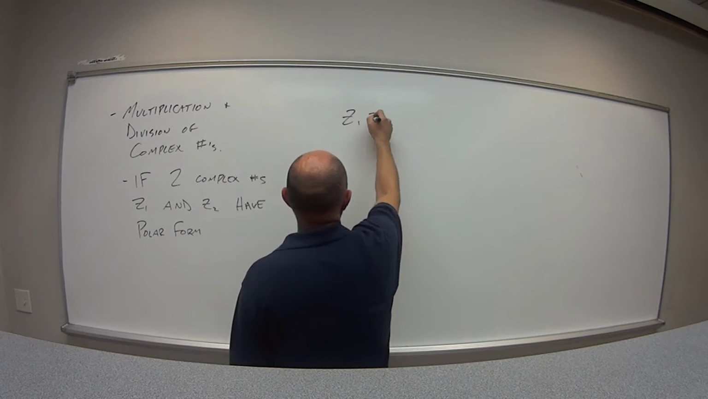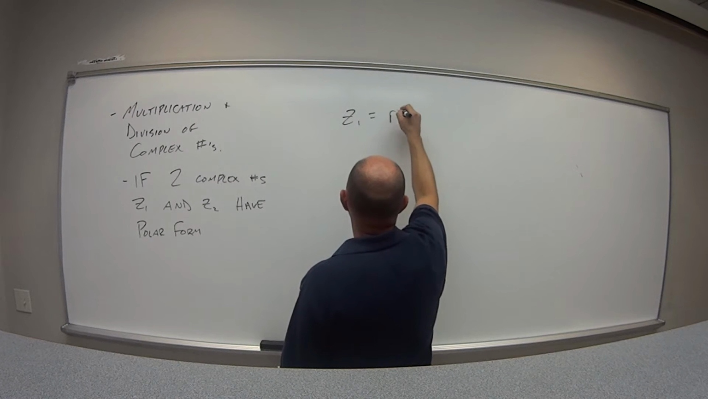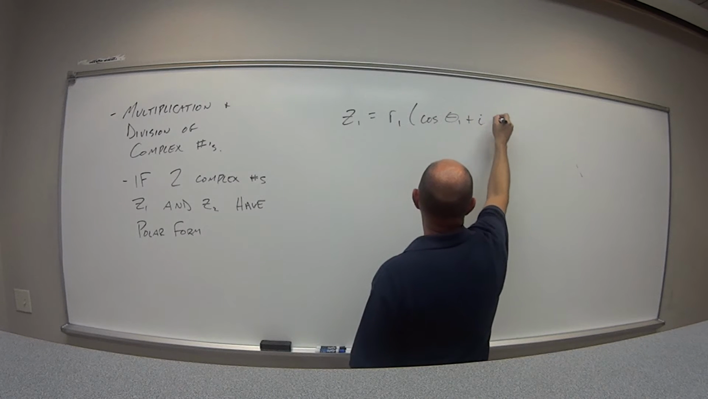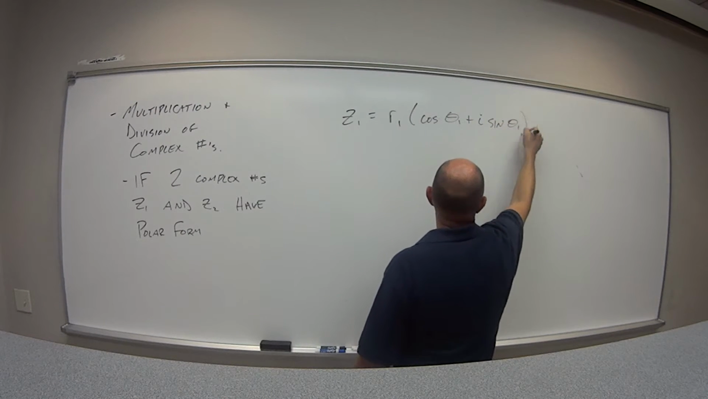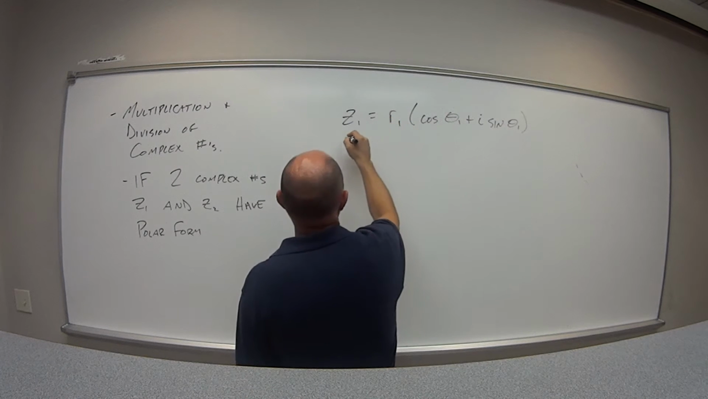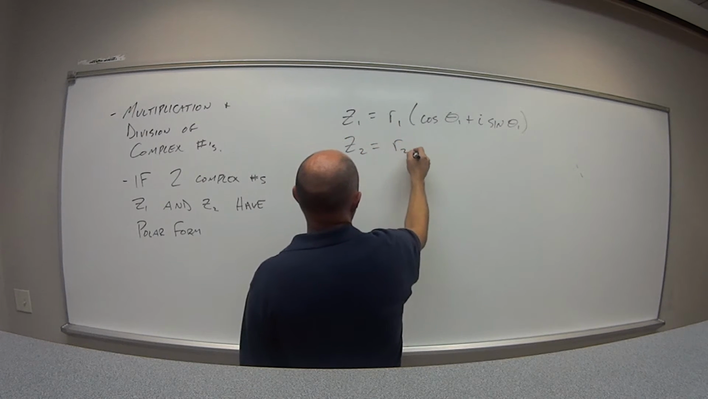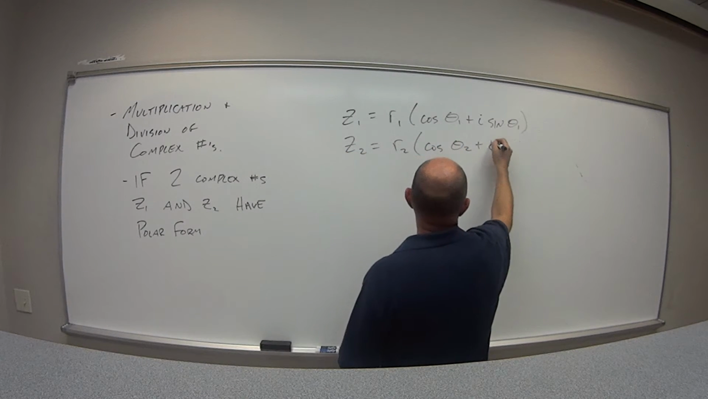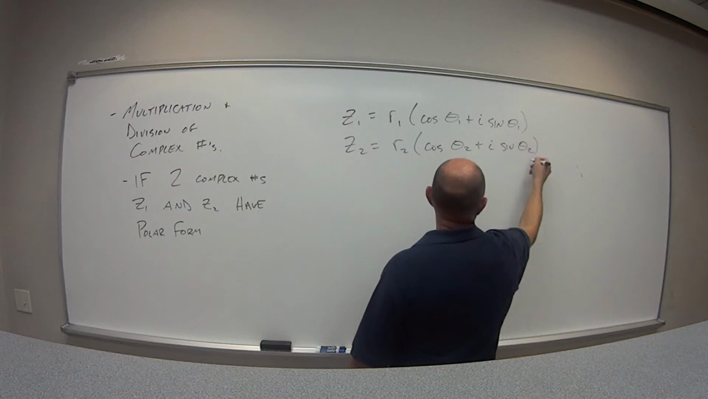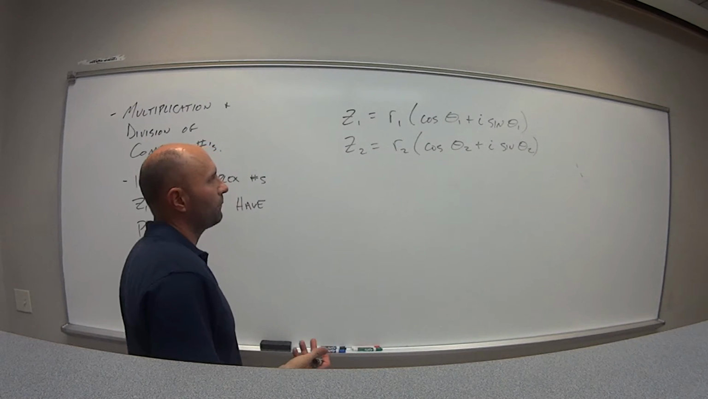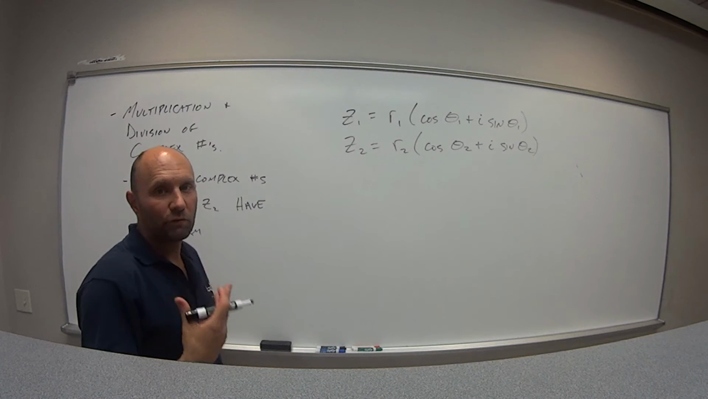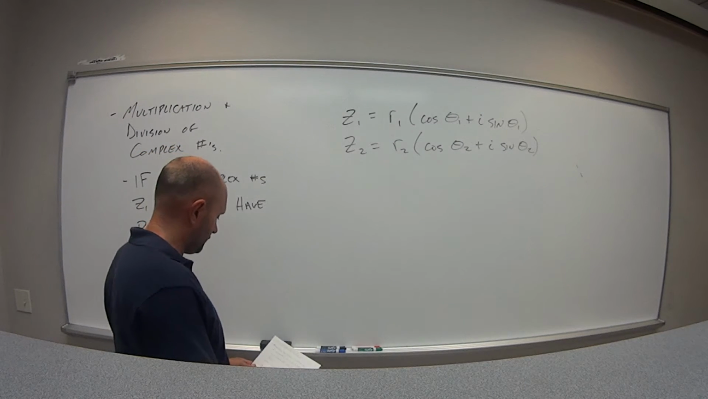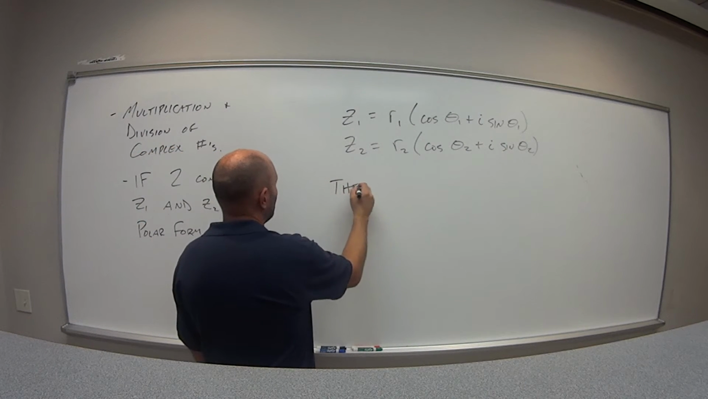So Z1 would be equal to R1 times cosine theta 1 plus I sine theta 1. And Z2 would have polar form R2 cosine of theta 2 plus I sine of theta 2. So two different complex numbers, so their R values could be different, their thetas could be different. Thus the notation R1, R2, theta 1, theta 2. So if they have that form, then we get the following.